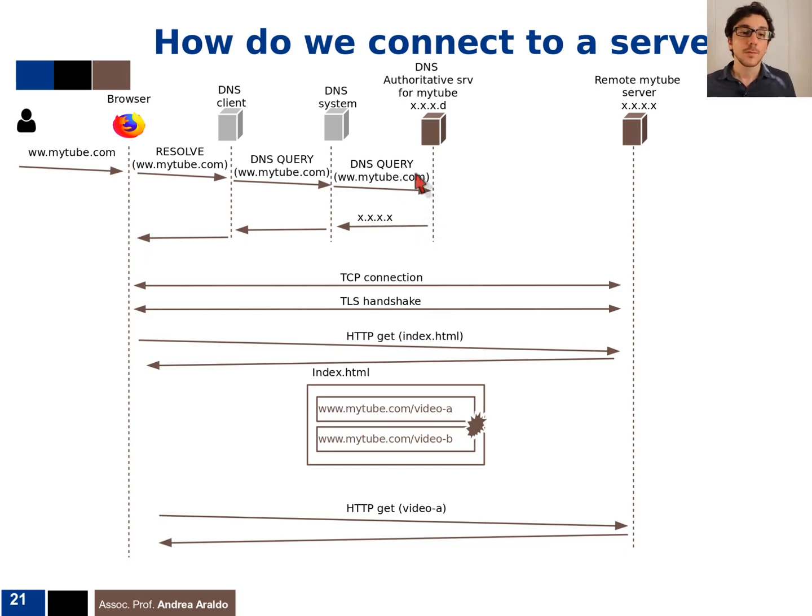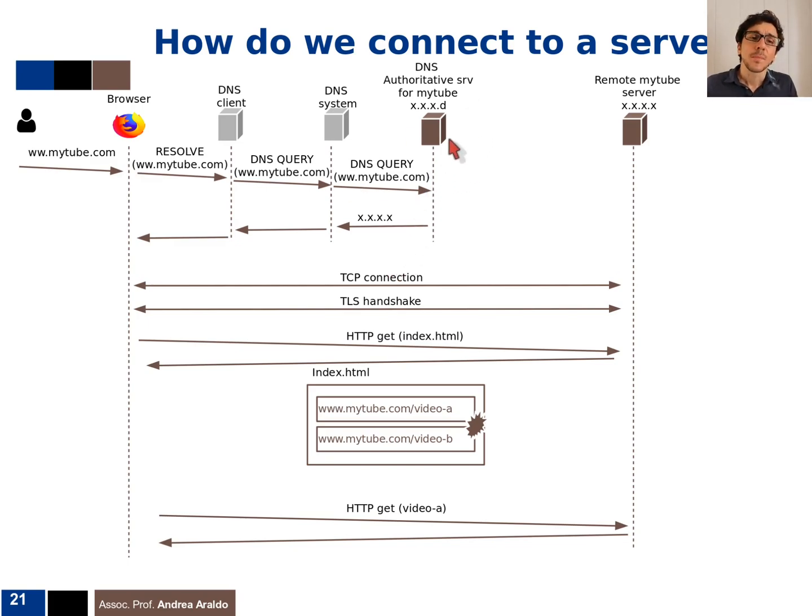For instance, if your DNS server receives a request for www.mytube.com, it may reply with XXXX. If it receives a DNS query for mail.mytube.com, it will reply with YYYY, etc. with another server. I mean, I'm assuming you have different servers.